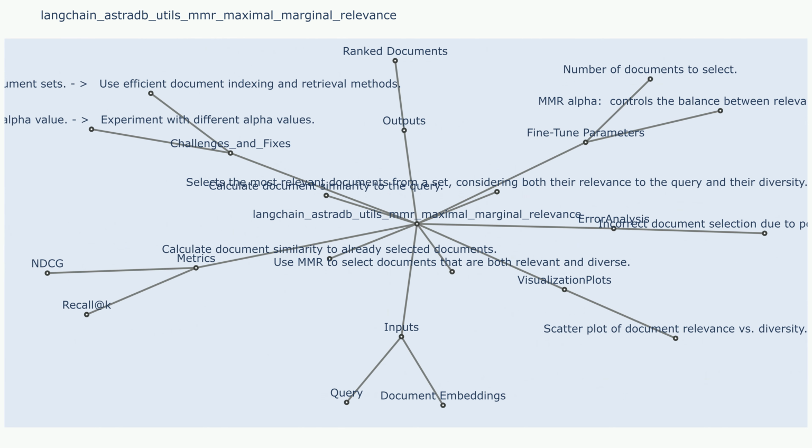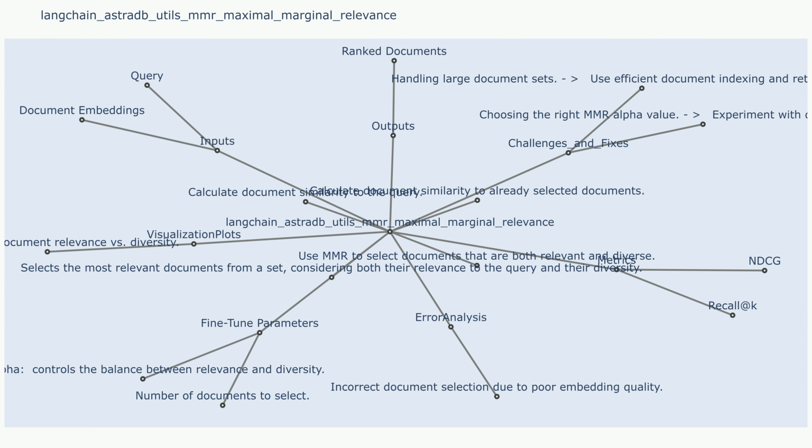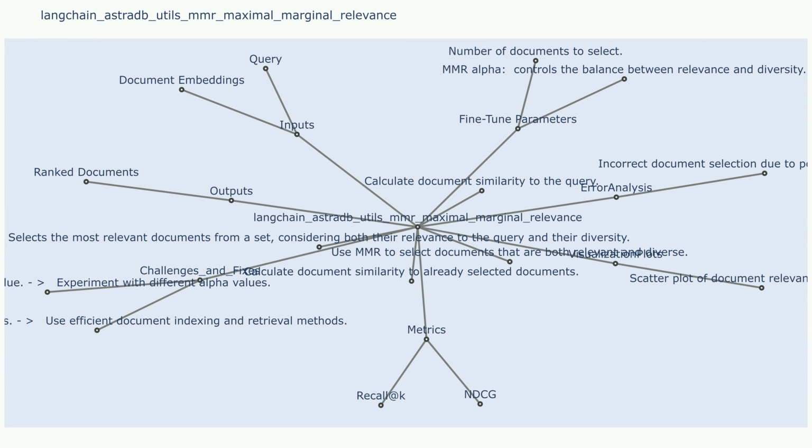Challenge 2. The MMR algorithm can struggle to select diverse documents if the query is very specific. Sample use case that resulted in challenge 2: selecting documents about a specific technical topic, where most documents are highly similar. Fixes to challenge 2. Increase the value of lambda to prioritize diversity. Pre-process the documents to identify clusters of similar documents and select representatives from each cluster. Consider using a different diversity measure that is more sensitive to the specific domain.